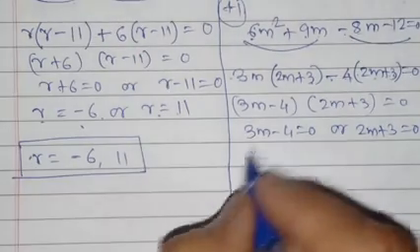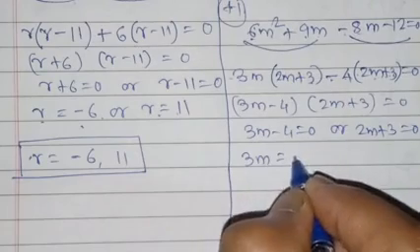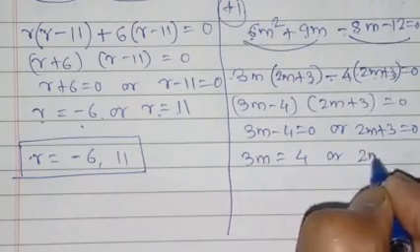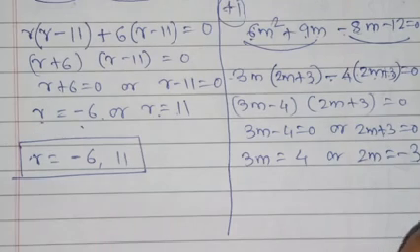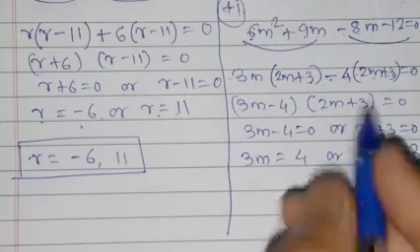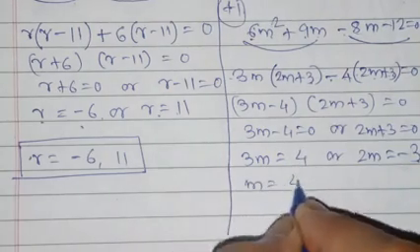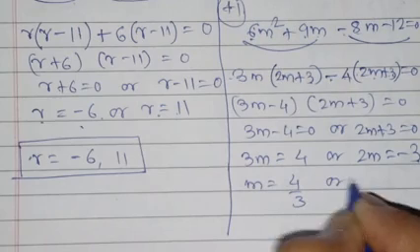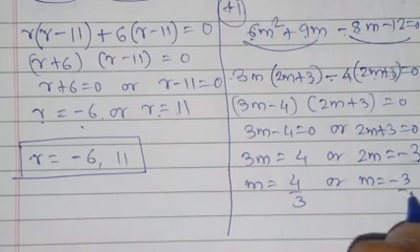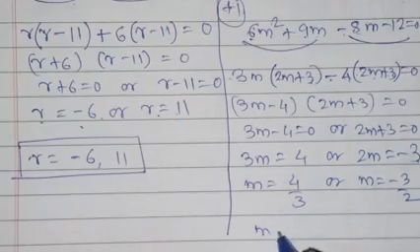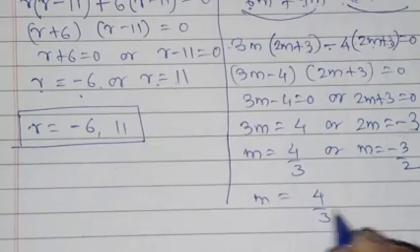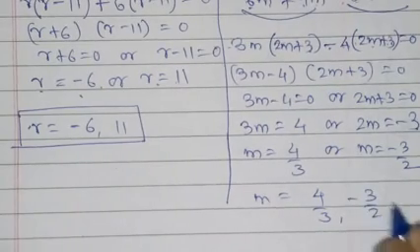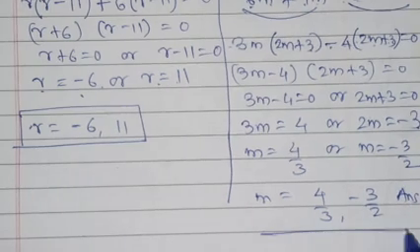यू मे नॉट एन्जॉय. सो 3m equal to 4 or 2m equal to minus 3, because plus 3 becomes minus 3 going on the other side of the equal to sign. So finally we get m is equal to 4 upon 3 or m is equal to minus 3 upon 2. So factors of m are 4 upon 3 or minus 3 upon 2. So that is our final answer.